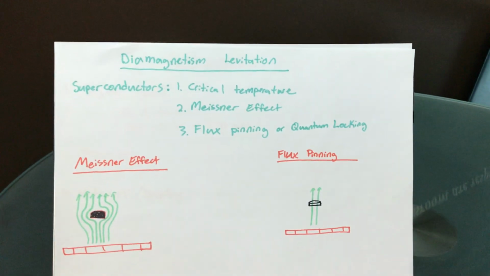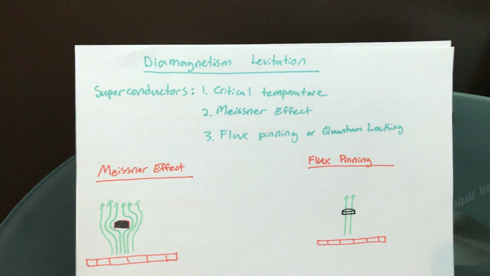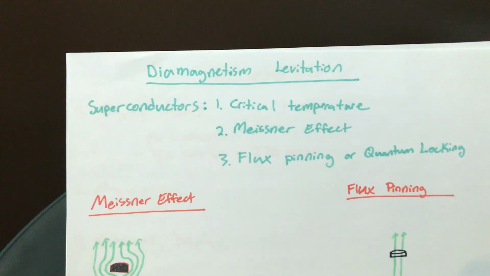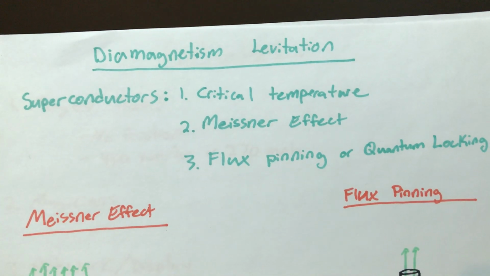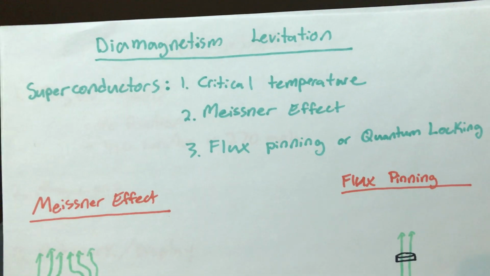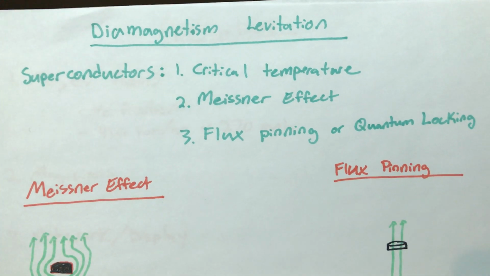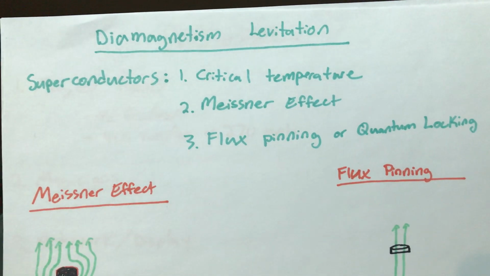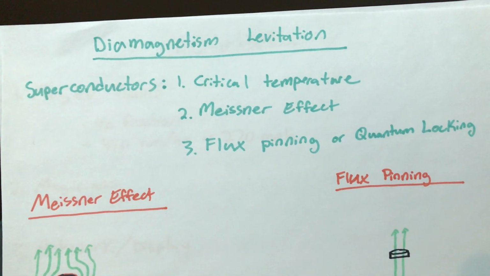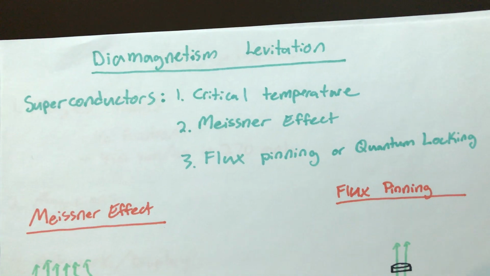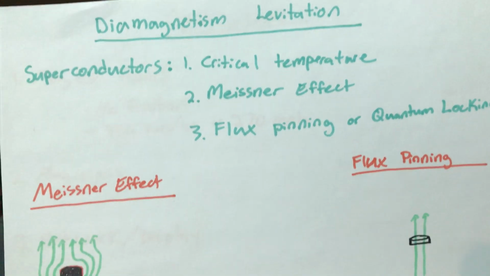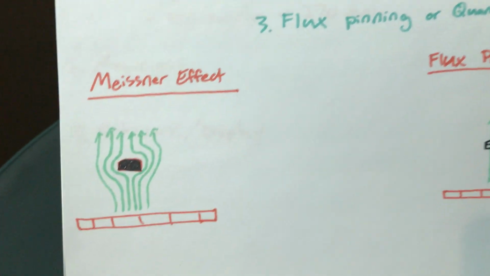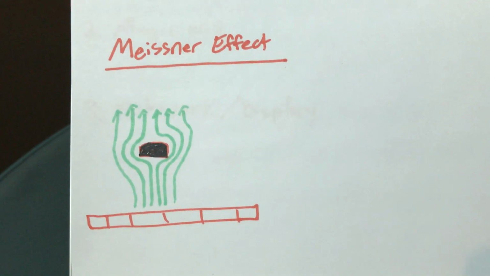But we actually want to be able to levitate things, so we come to diamagnetism. So going back to our superconductors or perfect diamagnets, they're actually not naturally attracted to magnets. So we have to supercool them to a specific temperature, what we call the critical temperature. And once we achieve that, a couple of interesting things happen. We have what's called the Meissner effect.